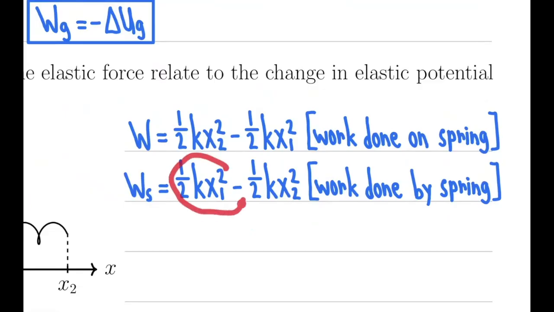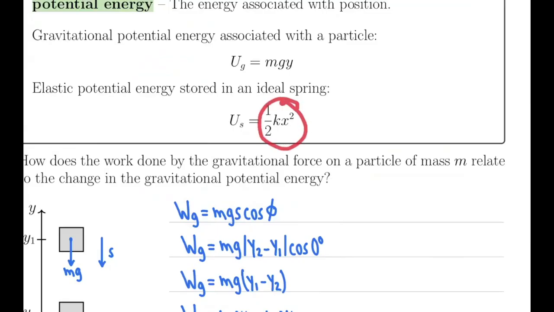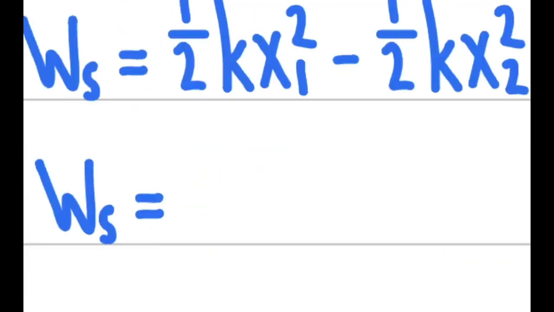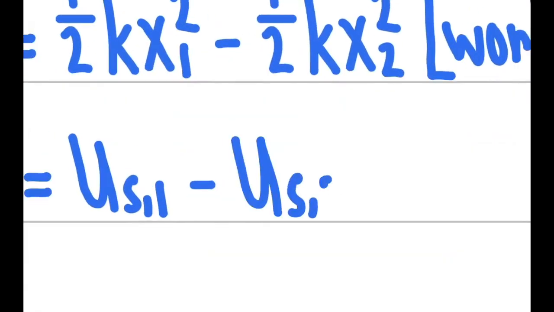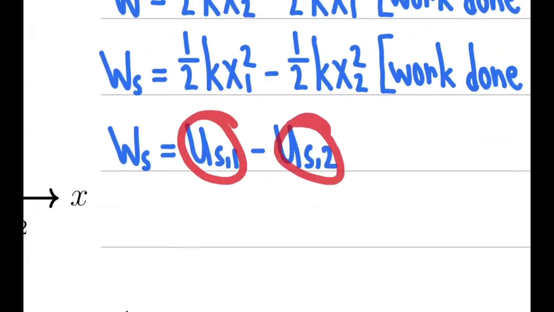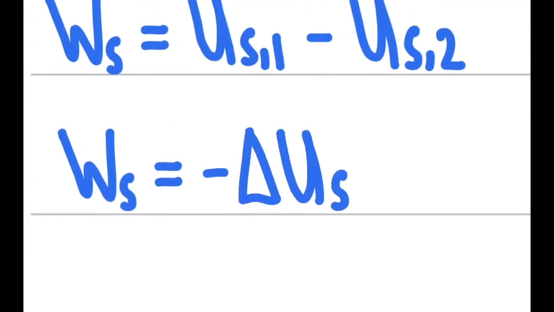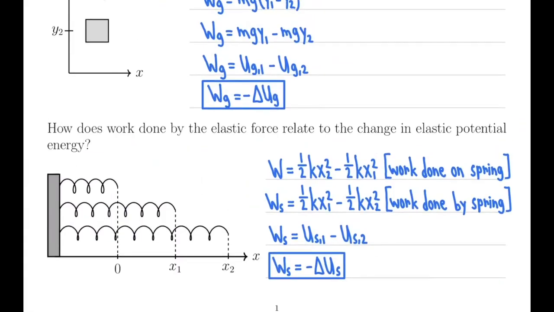So W_s is just going to be 1/2 k x1 squared minus 1/2 k x2 squared. So this is work done by a spring. And 1/2 k x1 squared, very familiar. That looks like the elastic potential energy at x1. So I can write this as W_s equals U_s1 minus U_s2. And U_s1 minus U_s2, that's just negative delta U_s. You could just know that by looking at it. It's just the same as the formula above for gravity, except now it's a spring.